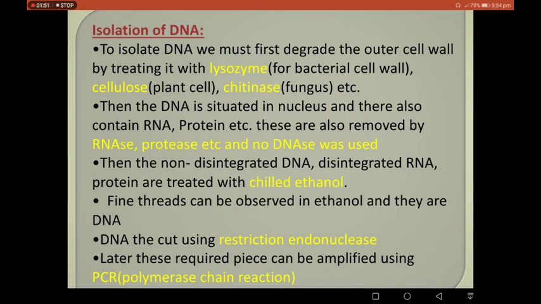Then the DNA is cut using restriction endonuclease. DNA can be cut into pieces using restriction endonuclease. Later, this required piece can be amplified using PCR, that means polymerase chain reaction. We know that this isolation of DNA is a complex procedure and requires great attention and carefulness.